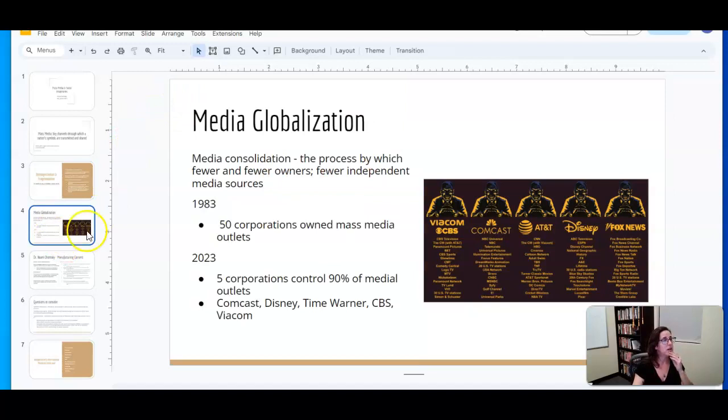Okay, so one of the things that we know is that over time, the ownership of media has narrowed quite a bit.